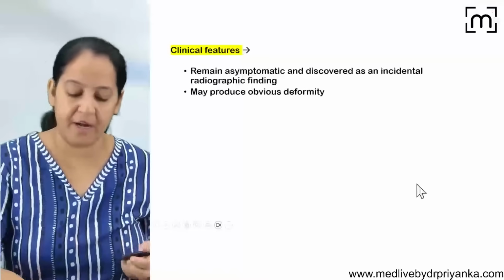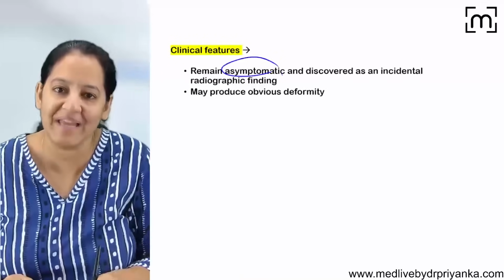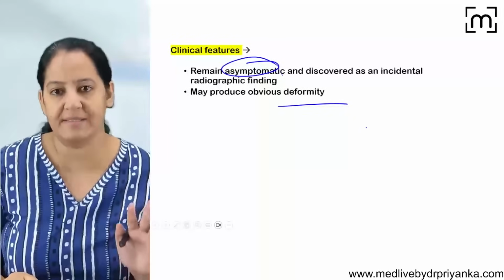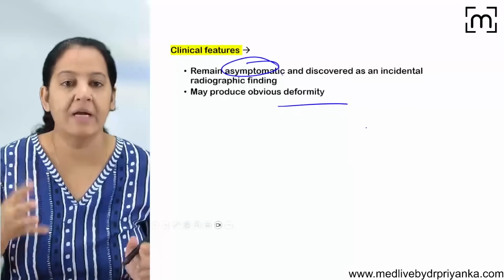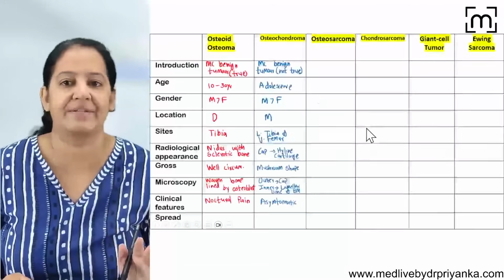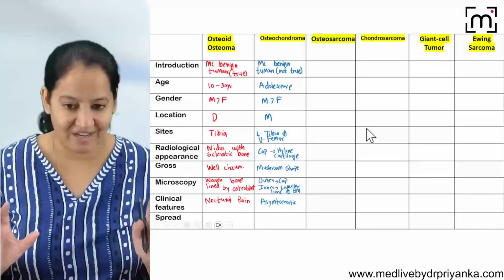This is the microscopy. Coming to the clinical features, it is usually asymptomatic, but sometimes it can produce deformity. If it is very big, outer deformity can be seen in the form of a cap or protuberance like that. So this is the clinical feature. We are done with this also.